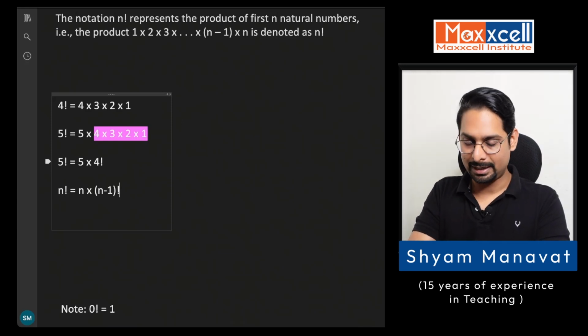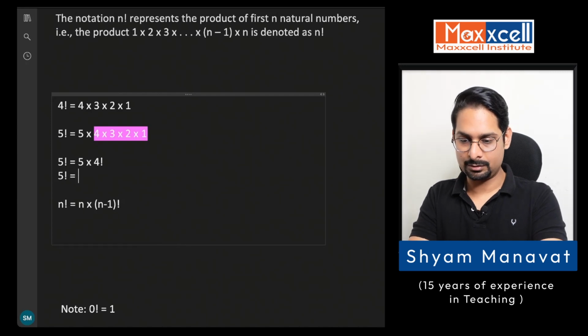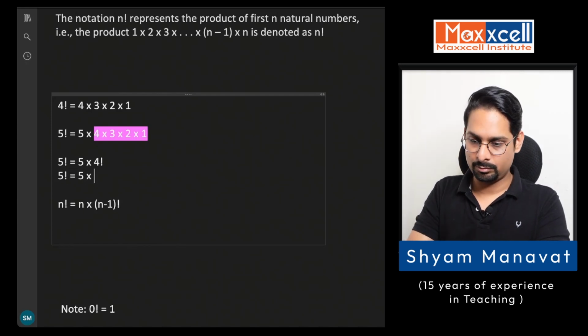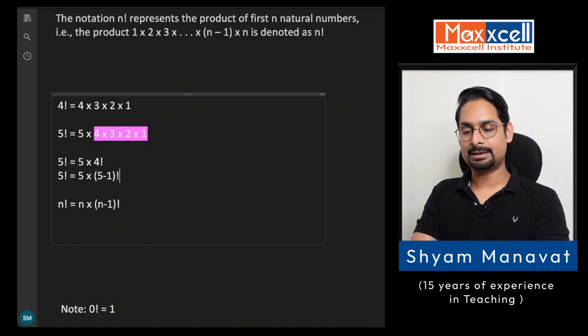Okay, let me write it this way so that it will be easy for you to understand. I can write this as bracket 4, I can write 4 as 5 minus 1. Now you will be able to relate it very well.